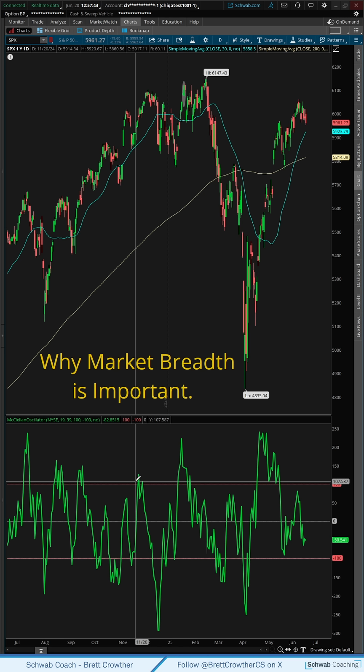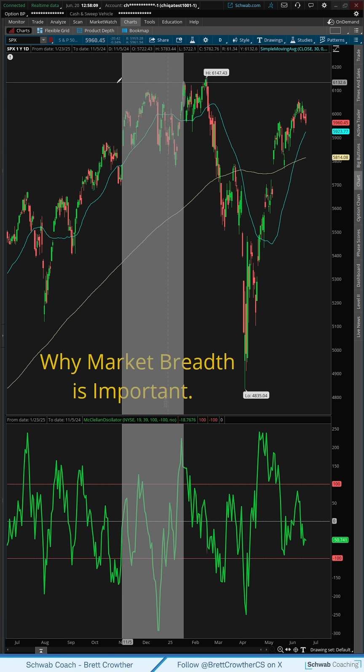It's derived from looking at the number of advancing issues minus the number of declining issues. Now, why is that important? It's important because there are times when the overall market might have a movement. It might be running up, but it's doing it on fewer and fewer bullish stocks, because you can have a few large stocks that make a big move that pull the market upward, but the move isn't really a strong bullish move with lots of stocks behind it.